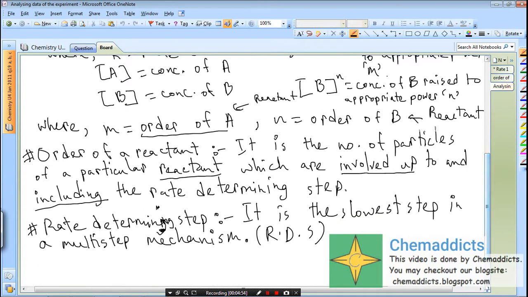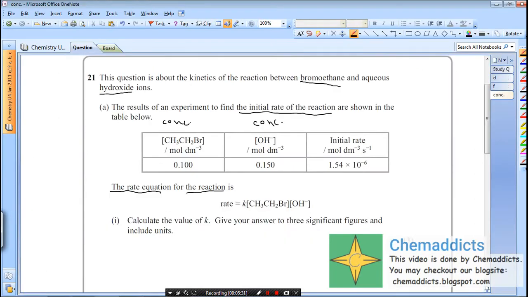Now let us look at what is meant by the rate determining step. The rate determining step, RDS, simply means the slowest step in a multi-step mechanism. As you all know, a reaction can be carried out in one step, or in many steps. A reaction might have a one-step mechanism or a multi-step mechanism. The slowest of all these steps is called the rate determining step. Now let us get back to the solution.